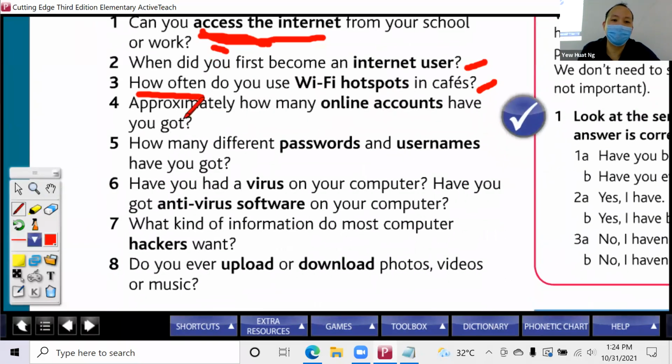Oh, wow. Number 4. Let's go. Tim. Approximately. What is approximately? Give me the Chinese. 大约. Okay. And almost is different, right? Almost is tough there. 大约, approximately. Clear? Yes. Okay. Approximately. How many online accounts have you got?